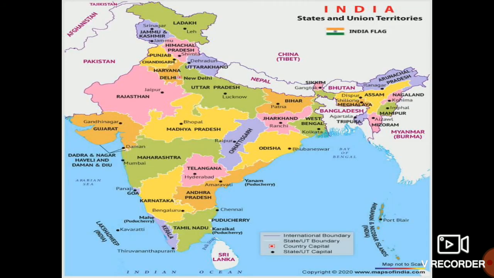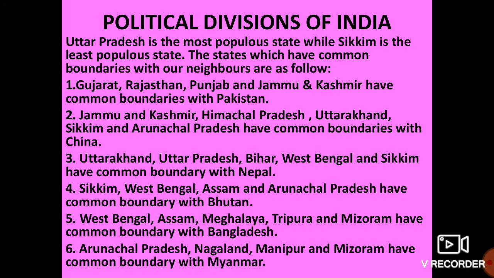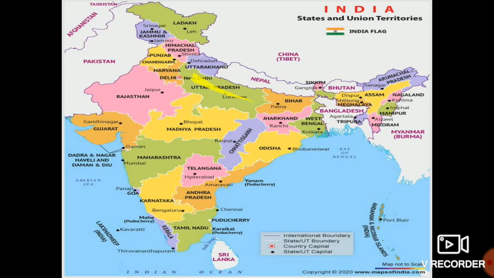These are the 28 states in India. Now Jammu Kashmir and Ladakh is a union territory. The rest are your states. Uttar Pradesh is the most populous state, while Sikkim is the least populous state, population-wise.